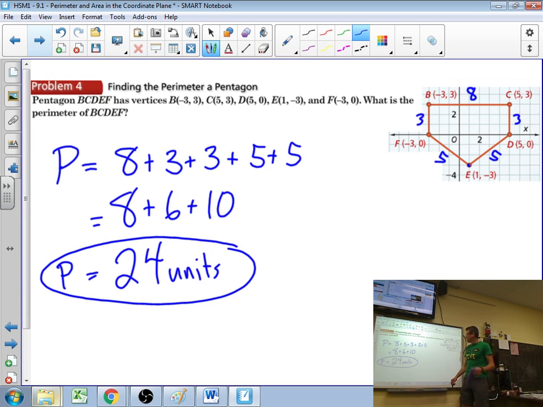Now area. If we were asked to do area, the easiest thing to do is draw a line and break the shape up into two easier shapes. Now I just have a rectangle, and I can deal with rectangles and triangles a lot easier than some awkward shape like that.